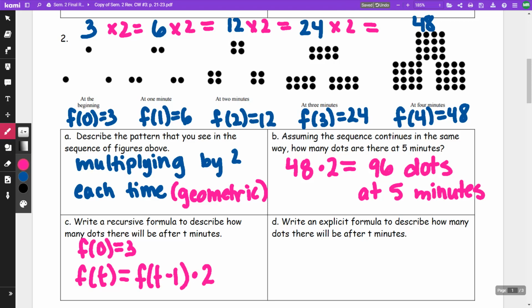Write an explicit formula to describe how many dots there are. So explicit formula, I should be able to get any single term I want just by plugging in that term number. So in this case, we want to start with our 0. Our 0 is 3. What are we doing? We are timesing by 2 to the power t. That is our explicit equation.